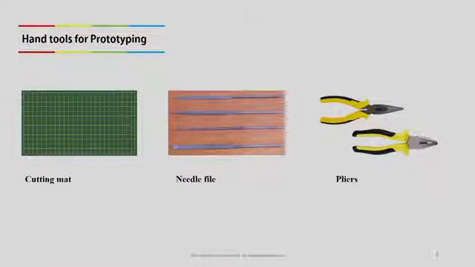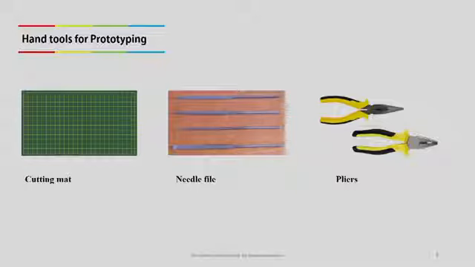So, now I will be discussing different hand tools for prototyping. First is cutting mat. It is very useful for cutting any kind of paper, foam board or thermocol. Next is needle file. Needle files are slightly smaller than the regular files. When you are making a scale down model, you may need to integrate details. That is why you need small files to give proper shape.